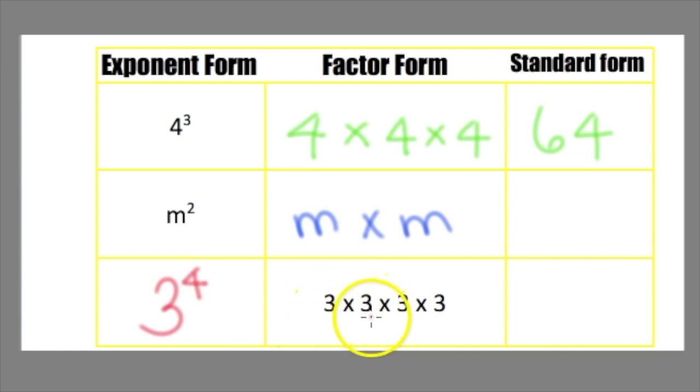So 3 times 3, that's 9. I'm just going to group them. 3 times 3 is 9. 9 times 9 will give me 81. Hope that makes sense. Once again, you can rewind, you can pause, listen to it again.